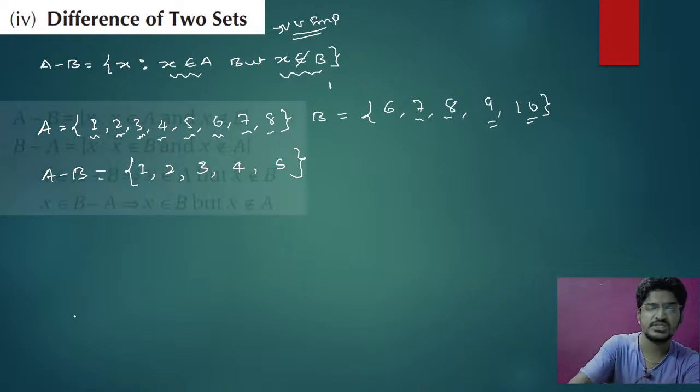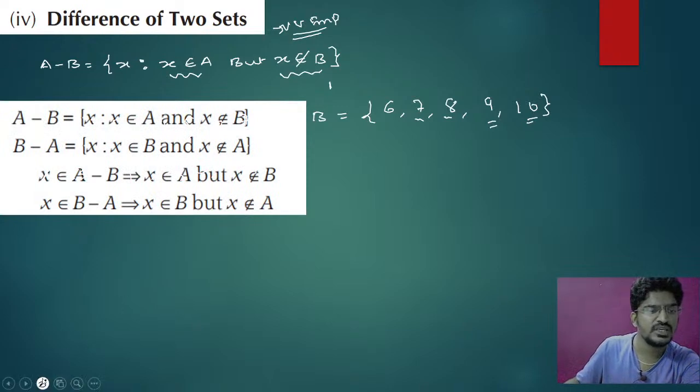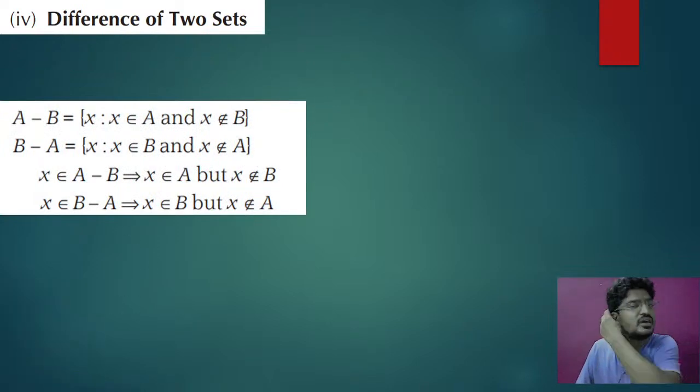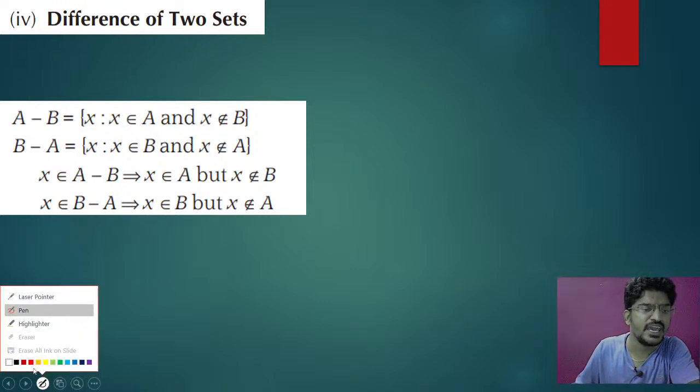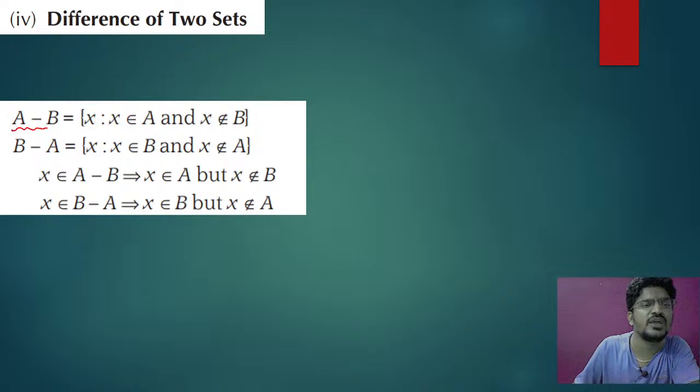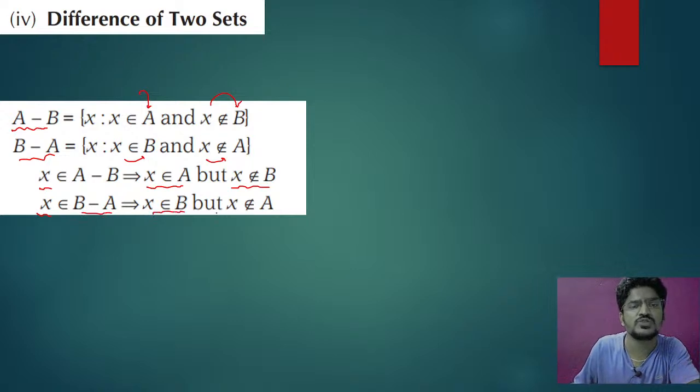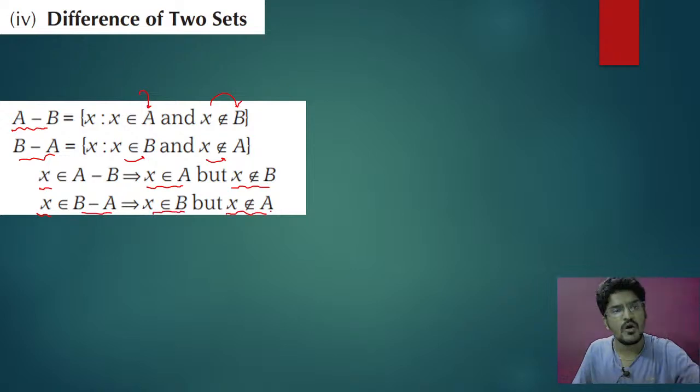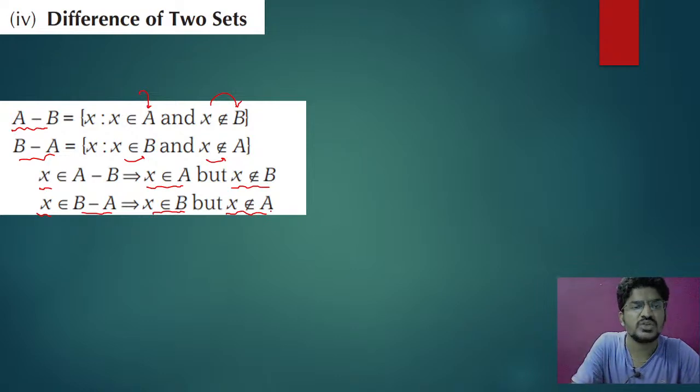So now you just see this diagram. Okay. A minus B means elements which are present in A but not in B. B minus A means elements which are in B but not in A. So you can write x belongs to A minus B implies x belongs to A but x not belongs to B. X belongs to B minus A implies x belongs to B but x not belongs to A. All the things are same. So this you can understand.